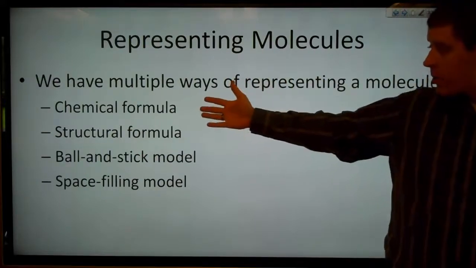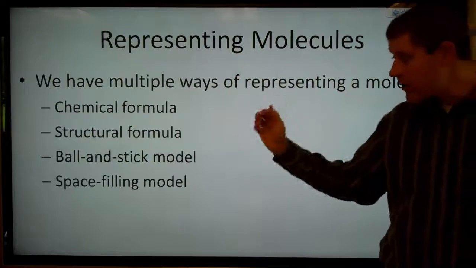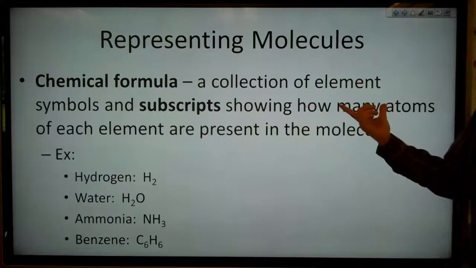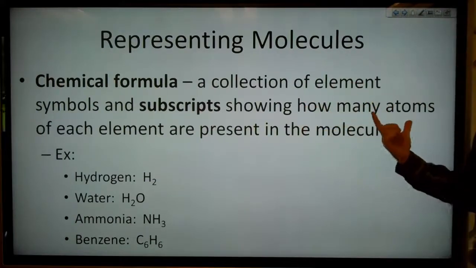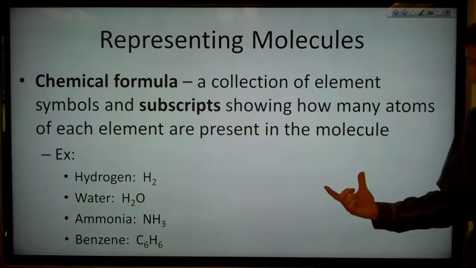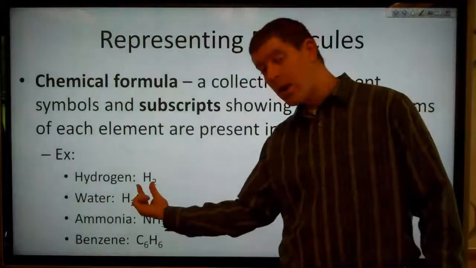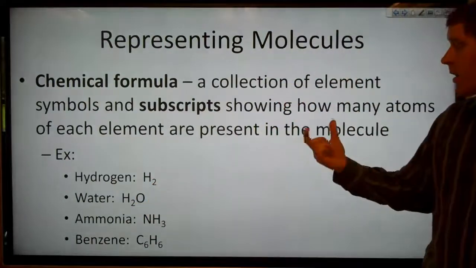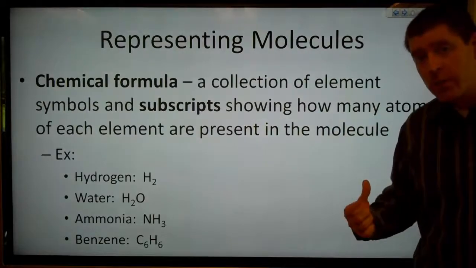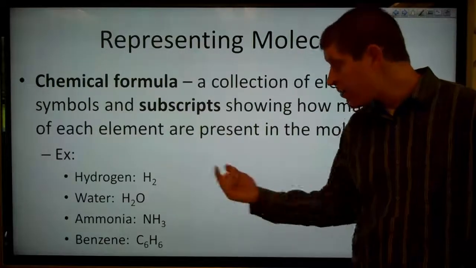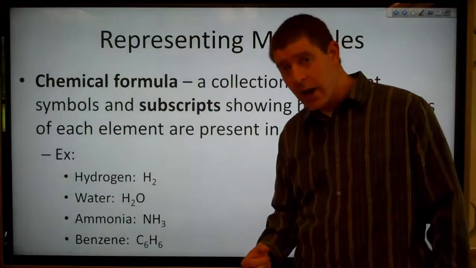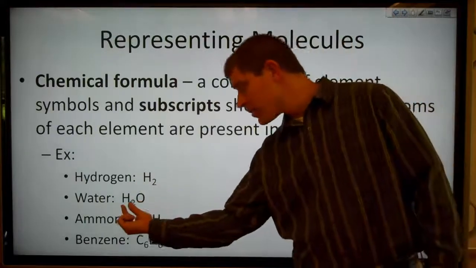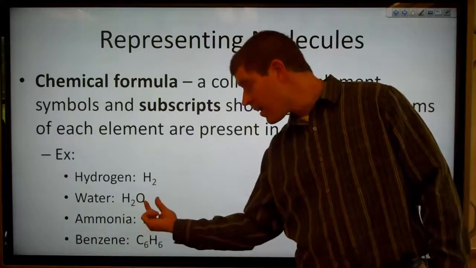We have chemical formulas, structural formulas, ball and stick models, space-filling models. So the chemical formula is a collection of element symbols and subscripts showing how many atoms of each element are present in the molecule. So for something like hydrogen, we have our element symbol H, and we have a subscript 2. That subscript is telling us how many atoms of the element immediately to the left we have. Well, the element immediately to the left is hydrogen, so we have two hydrogen atoms in a hydrogen molecule. In a water molecule, we have two hydrogen atoms, because it's H2O, and we have one oxygen atom.